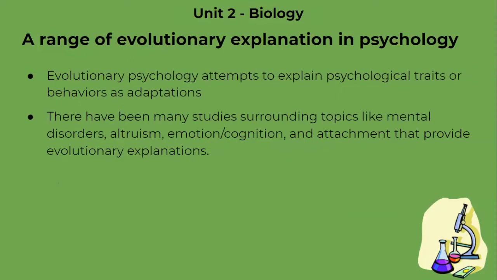So there are many different evolutionary explanations in psychology, and there have been many attempts to explain different psychological traits. So we've tried to explain mental disorders, altruism, emotion, and cognition, attachment, as seen in Harlow's study, which is a really interesting study, which you should definitely look at. Harlow study 1958, which looks into the attachment in monkeys.